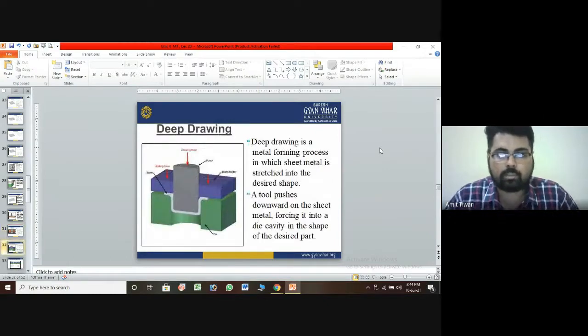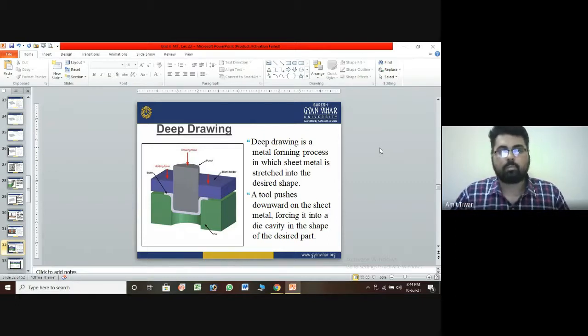Deep drawing: if you want to fabricate this type of shape, let's say a U shape, to make a cup or container, you can see it in this diagram. Deep drawing is a metal forming process in which sheet metal is stretched into the desired shape, and the tool pushes downward on the sheet metal into a die cavity in the shape of the desired part.